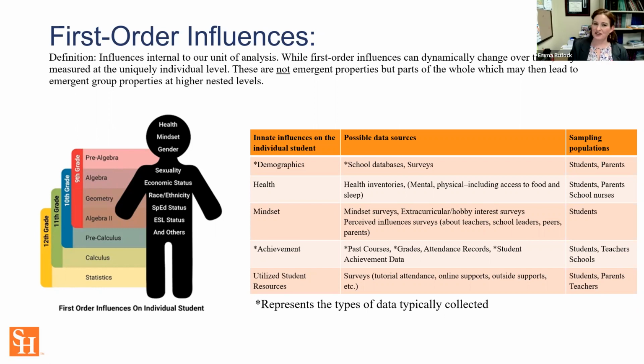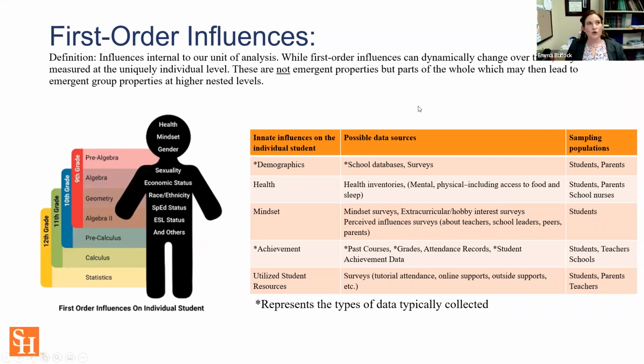And so a lot of these are really familiar: demographics, health, mindset, achievement, utilize student resources. Here are some possible data sources: surveys, past courses, grades, attendance records, and here are some different sampling populations. Probably unsurprisingly, students, since they are our unit of analysis, would be sampling populations for all of these to be able to get information about them.